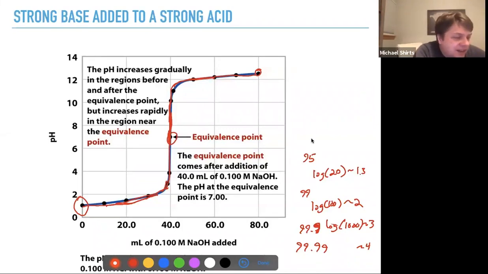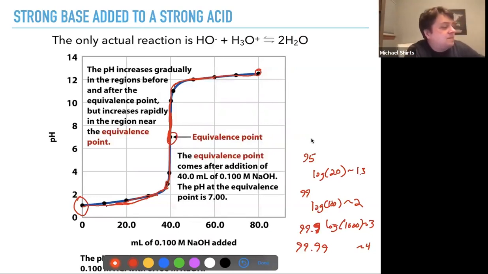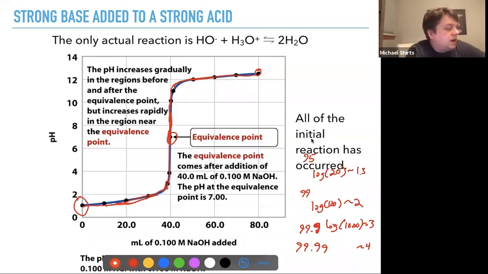Because of the chemistry of the concentrations, you get a huge pH change when you are near the equivalence point, i.e. when you've added the same amount of acid as base. Remember, for all of this, the only actual reaction that's occurring is hydroxide plus hydronium goes to water. The counterions of hydroxide and of hydronium are just solvated. They're just doing their own thing. And so the equivalence point, again, that's the definition when all of the initial reaction has occurred. There might still be some equilibria happening, but the initial reaction that you put in has completely happened.